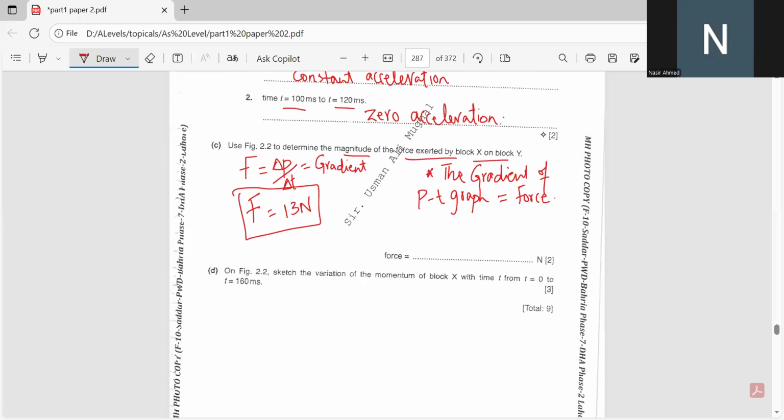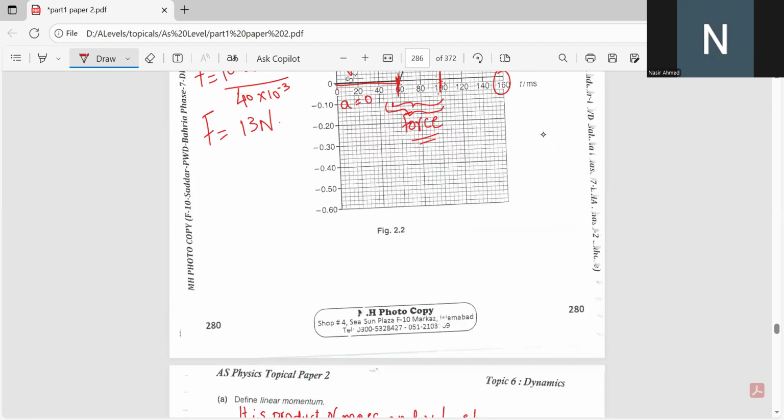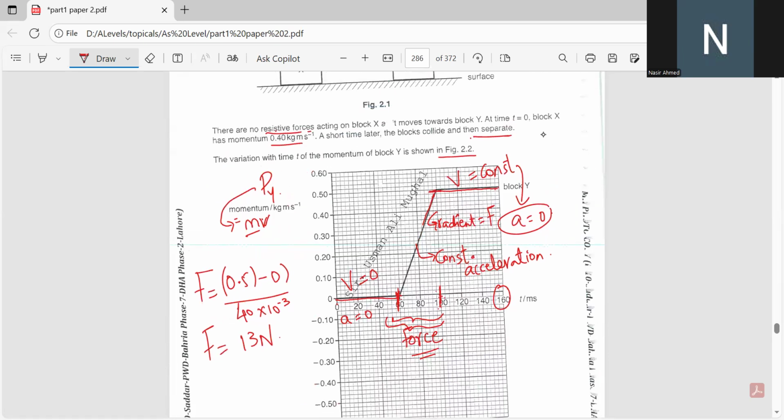Now it says sketch the variation of the momentum of block, say block X, with time t equals 0 to t equals 160. So see how much momentum is changed for block Y. So what did we study? Law of conservation of momentum. The momentum gained by one body is equal to the momentum lost by another body.